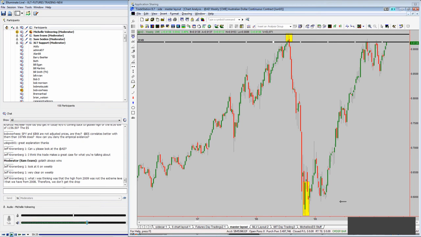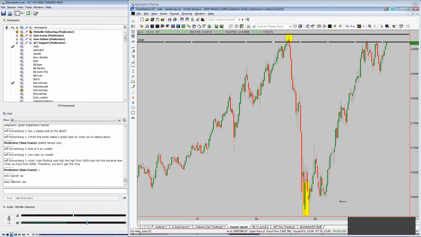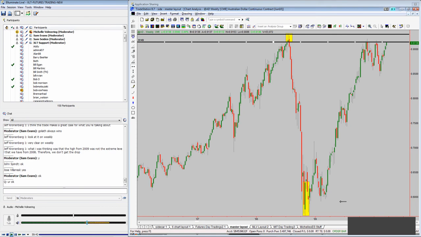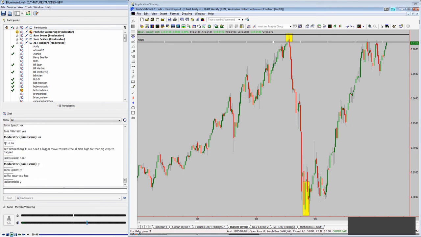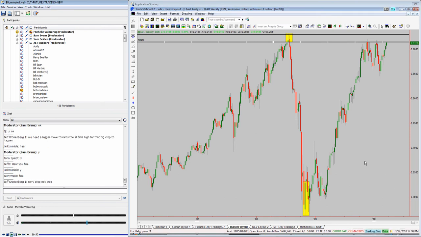Can anybody hear me, or did I just lose internet connection? Go ahead with a green check mark if you can hear me. Do you still see my charts? All right, perfect. It's showing my TradeStation was disconnected, so I just wanted to make sure.